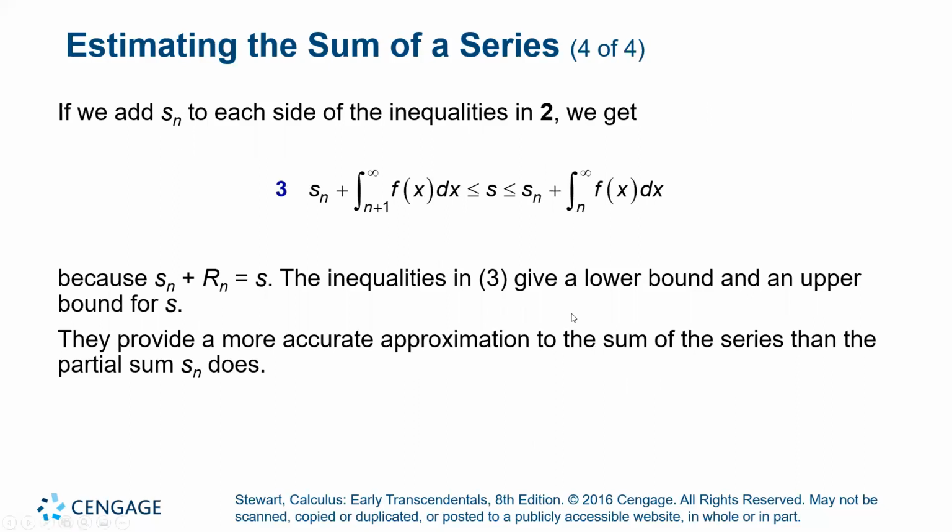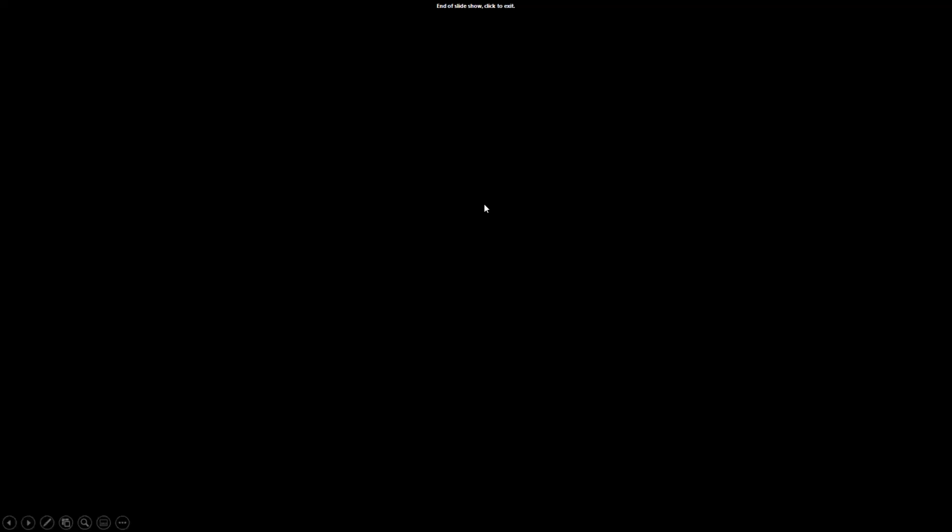All right, now if we go back to the integral test and the remainder test and add the partial sum to each side of the inequalities in 2, what do we get? We have the partial sum plus the integral is less than the true sum, which is less than or equal to the partial sum plus the integral from n to infinity. So what this does, like we mentioned earlier, is give us a true upper bound and lower bound for the actual sum s. s is the sum of the series. So if you have the two integrals and you have a partial sum, you'll have an upper and lower bound for the true sum. And that ends section 11.3.